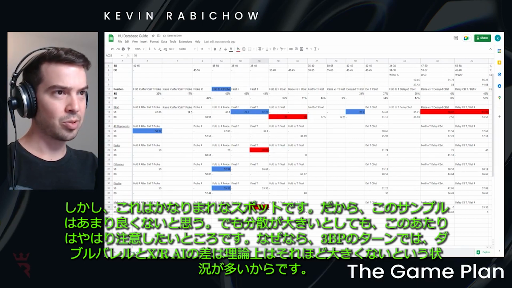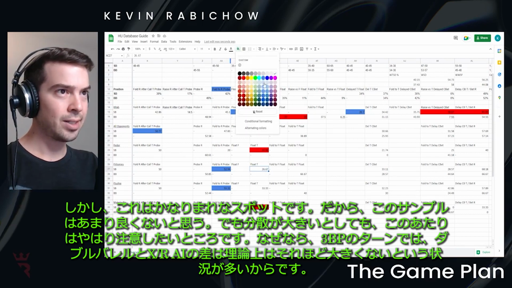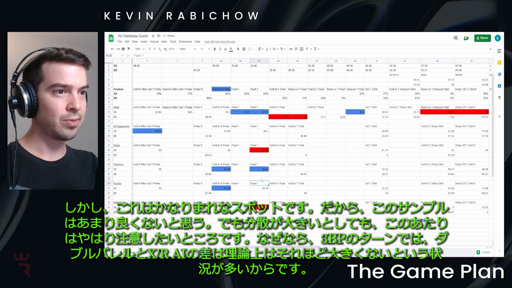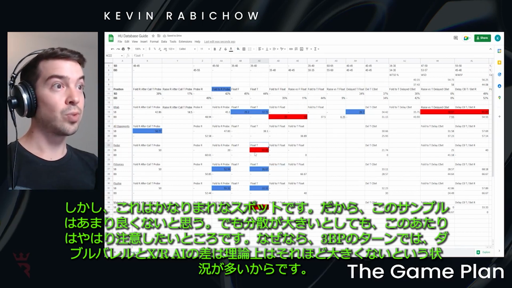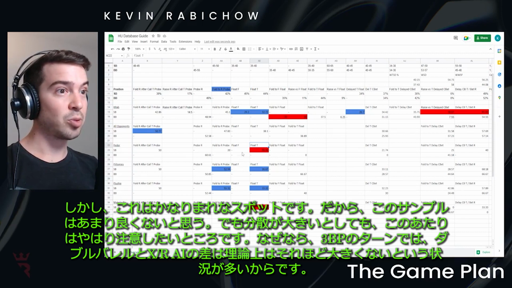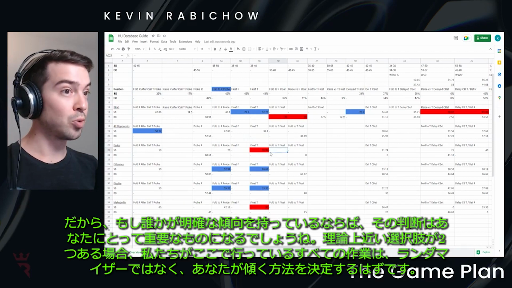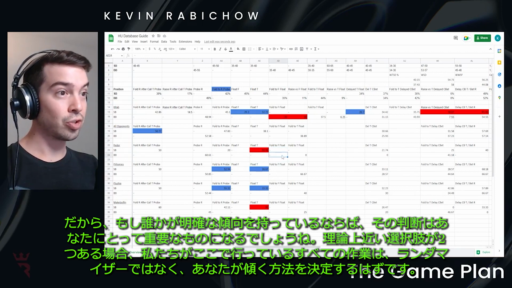So I'm guessing these samples are not great. But because the deviation is so large, I do still want to take note of these areas. Because float turn is, there's a lot of situations in 3-bet pots where the difference between double barreling and check raising all in is not that big in theory. So if someone has a clear tendency, then that's going to move the needle for you in that decision point, right? If you have two options that are close in theory, all of the work that we're doing here should dictate the way that you lean, not a randomizer.